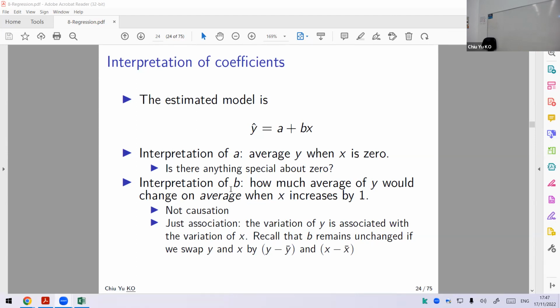Do note that simply running a regression doesn't entitle you to say that increasing X will increase Y. It's not causality here. To establish causality, you need more evidence, because you can just run Y over X or X over Y, so you cannot say which one causes which one.